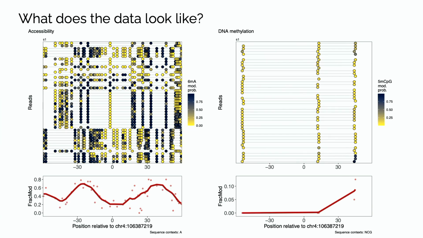Finally, we can notice that there are some regions here where most of the molecules are inaccessible or lowly methylated, and then there are some regions where most of the molecules are accessible. We can see that also here in the summary track, which is just aggregating over all the reads.